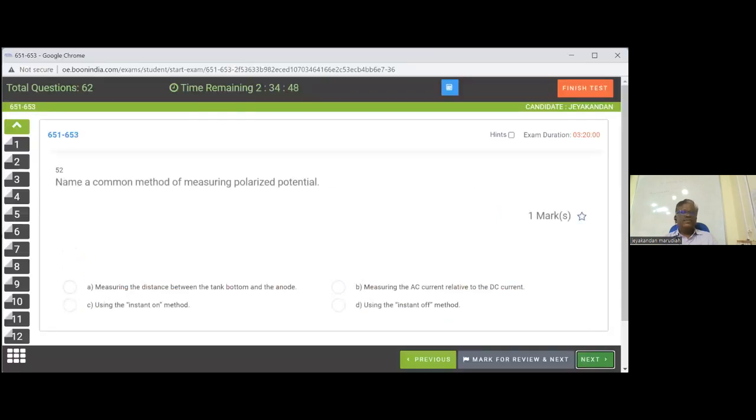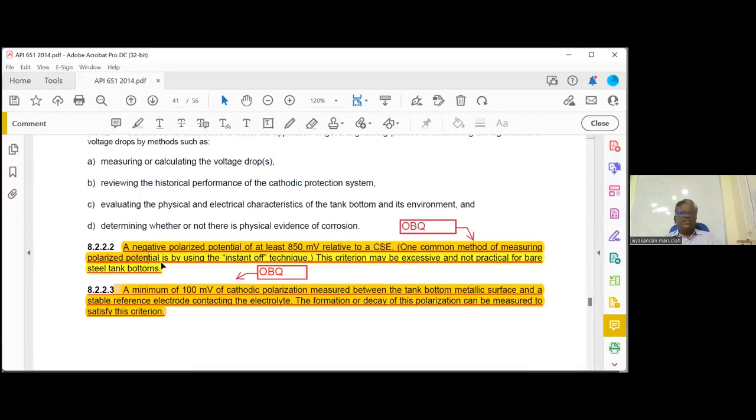Next, name a common method of measuring polarized potential. Using an instant off method. Suddenly they will switch off and check it. Instant off method. Yeah, where is it given in this paragraph? Just now highlighted: one common method of measuring polarized potential is using an instant off technique. Open book question. 8.2.2 second line. Yeah, here.